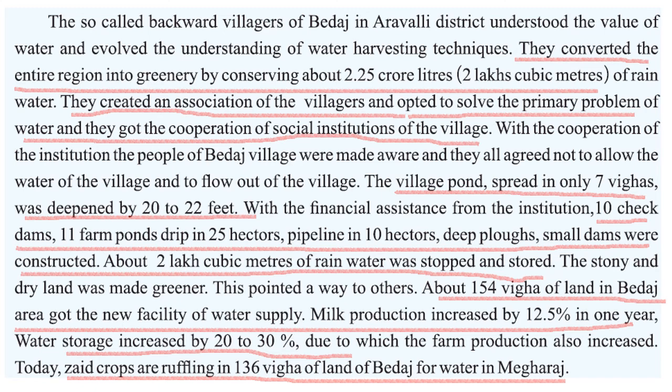So this is how Bedaj village overcame the water crisis through watershed development, water storage, stopping the surface runoff of water, getting the rainwater harvesting system in line and making an association of the whole village.